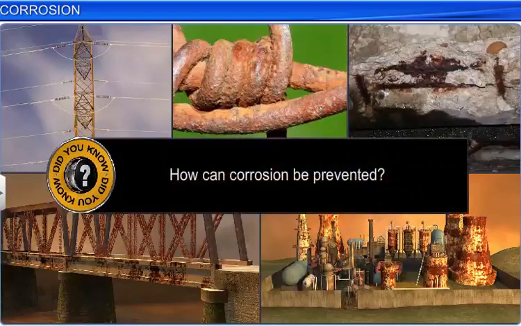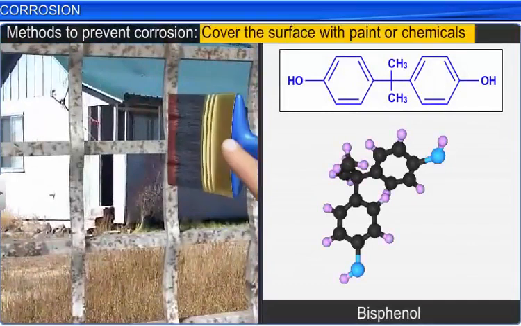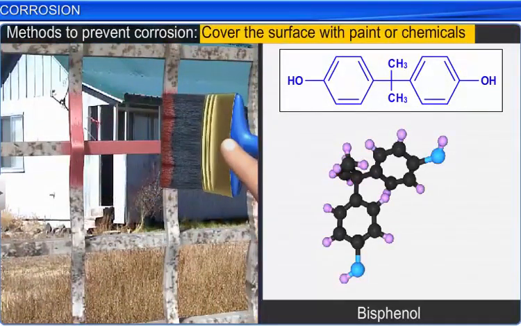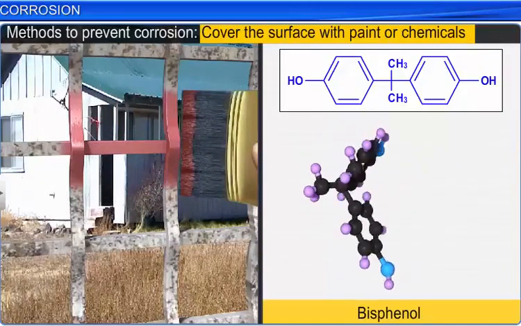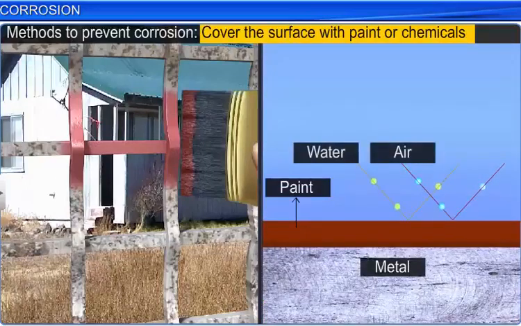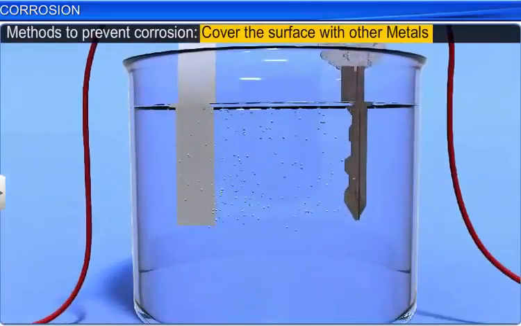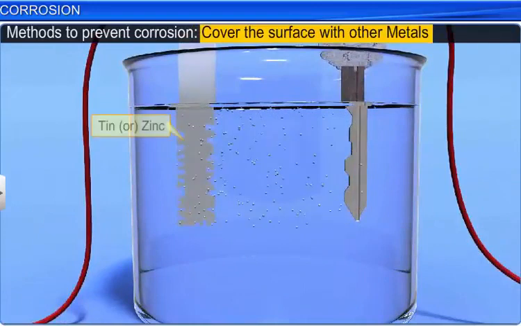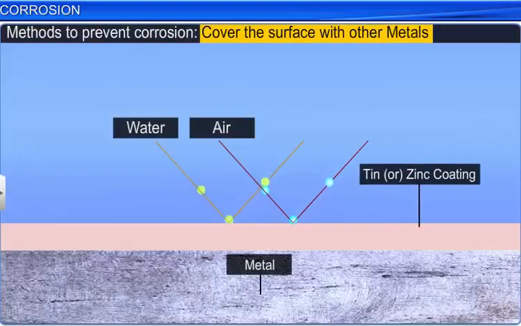How can corrosion be prevented? One way is to cover the surface with paint or some chemicals like bisphenol. This creates a physical barrier that protects the metal. A second alternative is to cover the surface with other metals, such as tin or zinc. Like paint, this prevents oxygen and water from reaching the metal surface.